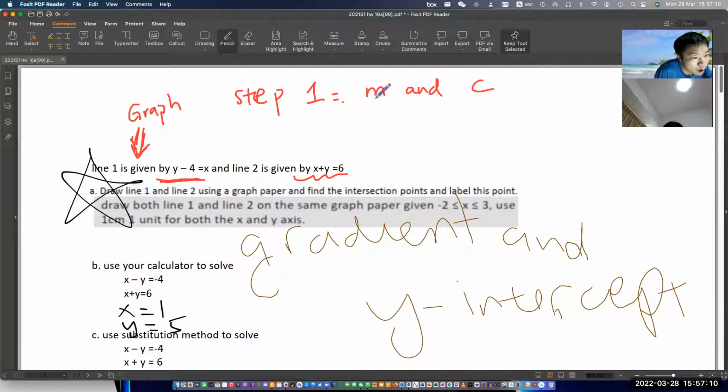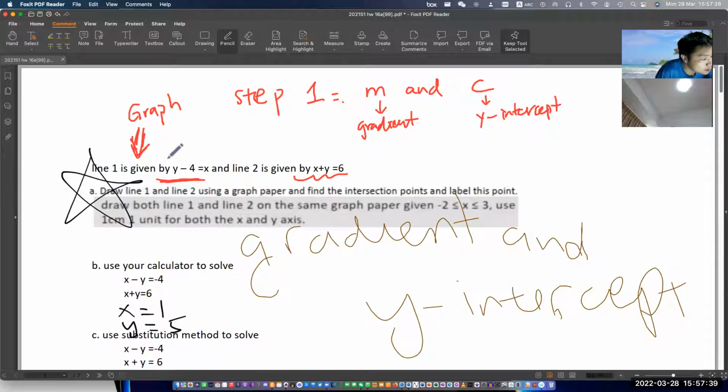By the way, the small letter m represents the gradient, and the small letter c represents the y-intercept. So you don't have to write the full form out. Just make use of the small letters m and c. Okay. So how does the gradient and the y-intercept help you in graphing the line out?